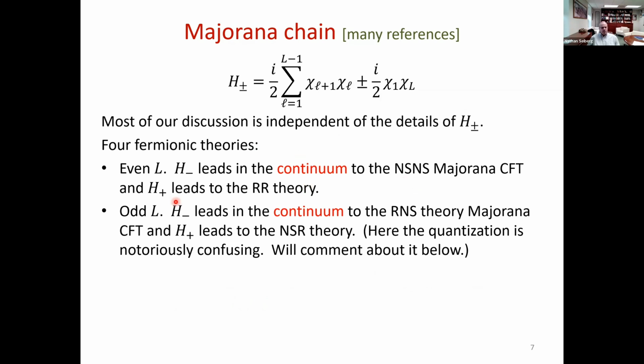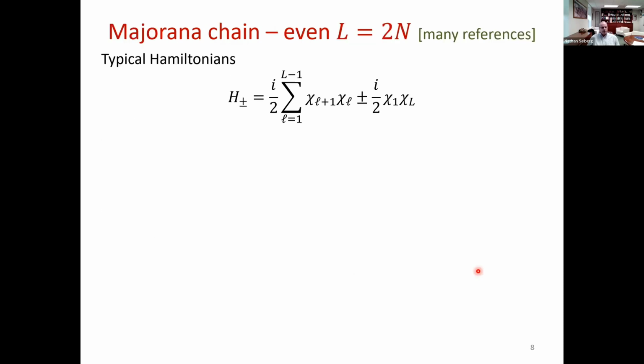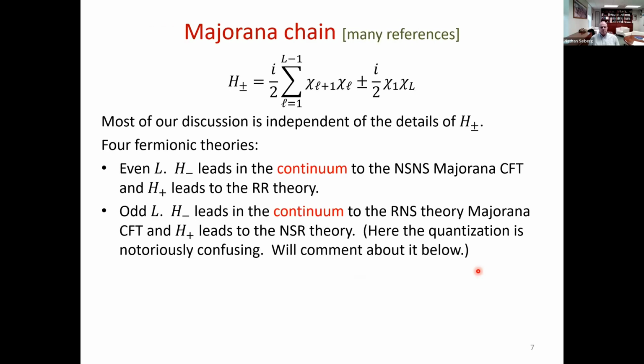And for H plus, we will find the Ramond theory. And for odd L, we will find the Ramond Neveu-Schwarz. And for H minus, we're going to find the Neveu-Schwarz Ramond. I say right now, to avoid the question, that the case of odd L is notoriously confusing. There's been a lot of discussion about whether it makes sense or not. So I will comment about that later. Any questions so far?